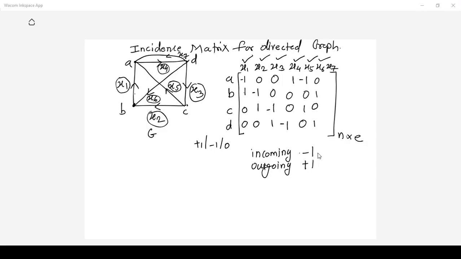Then x6 is incoming at vertex B, so minus for B plus for D. And the last stage, that is x7, is the edge that connects the vertices A and D, rest 0. And it is the edge which is incoming at vertex A, so minus for A and plus for D. The only disadvantage is that an incidence matrix can't be written for a directed graph with a self loop. So that is a point to remember.